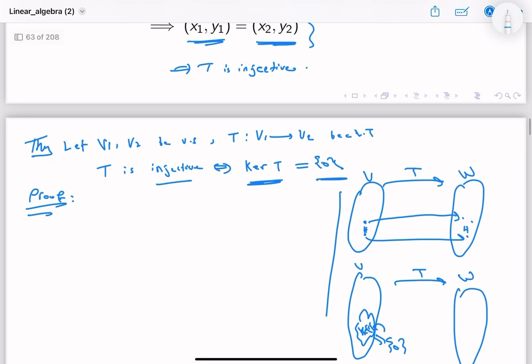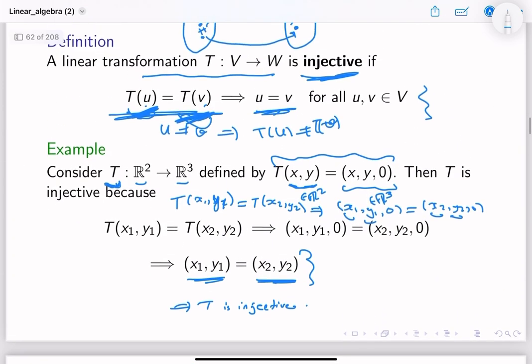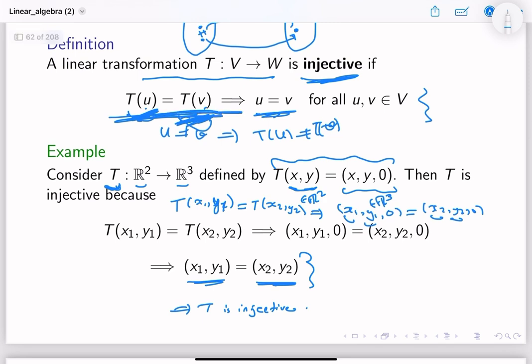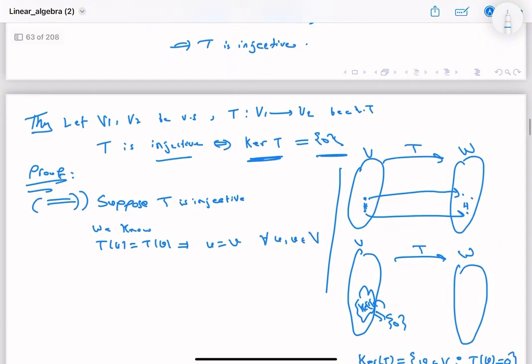So let's see what this proof is. Let us prove this direction first of all. So suppose T is injective. This means that this definition is satisfied. It means if T of U is equal to T of V, then it must be that U is equal to V. This is the definition of injectivity, right? So we know T of U equals T of V implies U equals V for every U, V in the domain, right? So this is what we have.